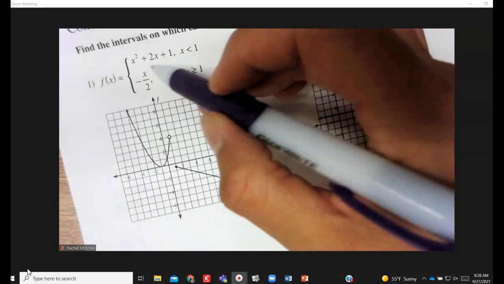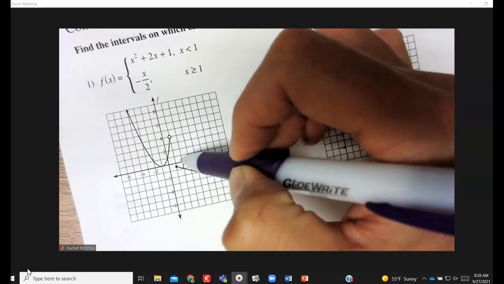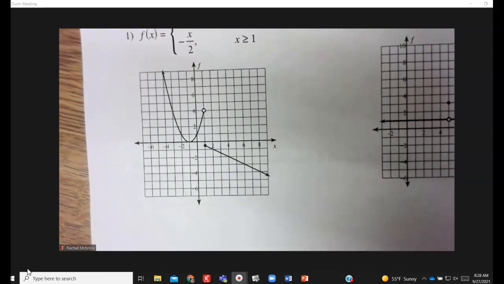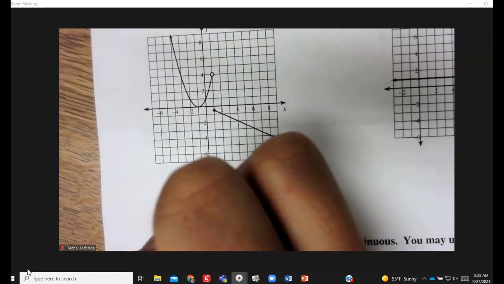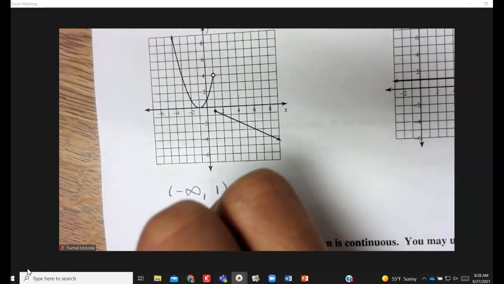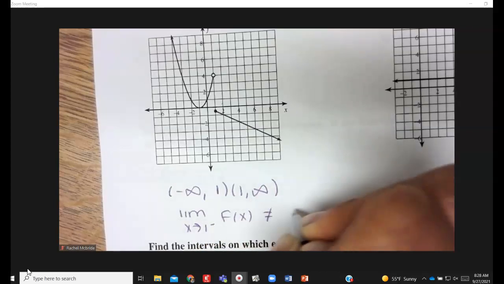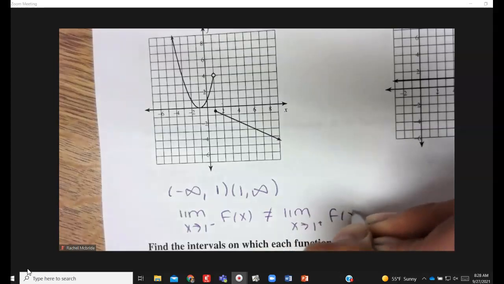However, in this case, as x approaches 1 from the left and x approaches 1 from the right, they do not equal each other. Therefore, this graph is not continuous at 1. So it'd be negative infinity to infinity for its domain. And again, the limit as x approaches 1 from the left does not equal the limit as x approaches 1 from the right.